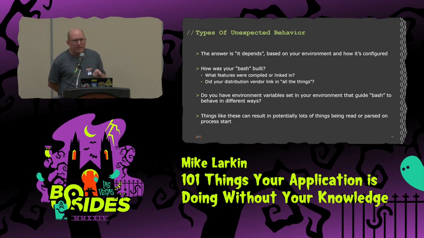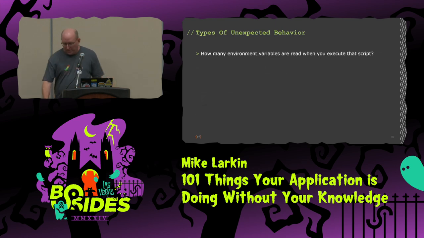So strive for thinness. If your distribution vendor is not linking in all the things, there'll be fewer unknown behaviors. Do you have environment variables set that might guide bash, in this case, to behave in different ways? There's many different environment variables that you can set that bash will look at and do different things based on what you've got these things set to, perhaps opening different files or whatnot. So things like this are what can result in potentially a lot of things happening in your application that you probably don't know about. Okay, speaking of environment variables, how many environment variables do you think are read by the system or any process when bash is executed?